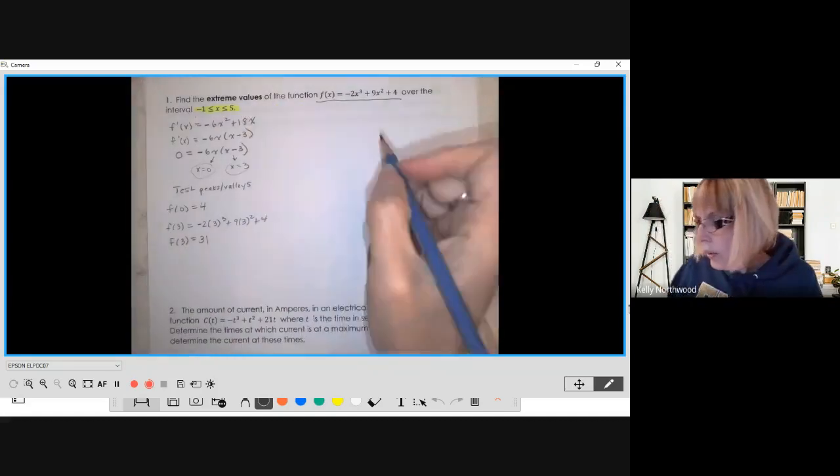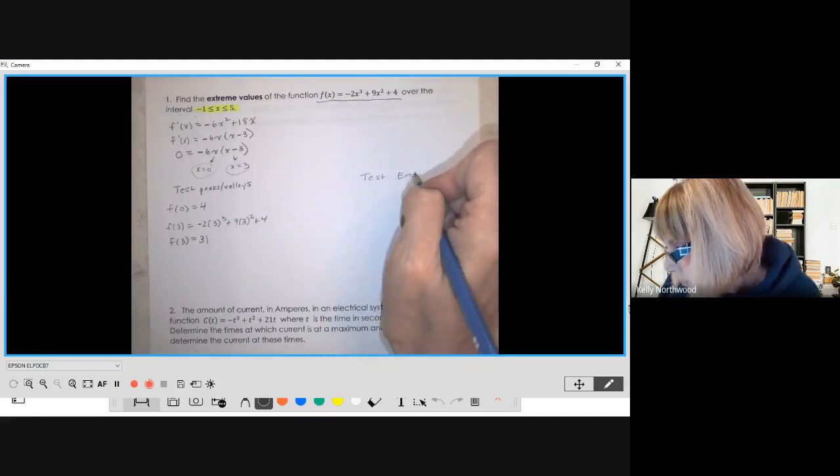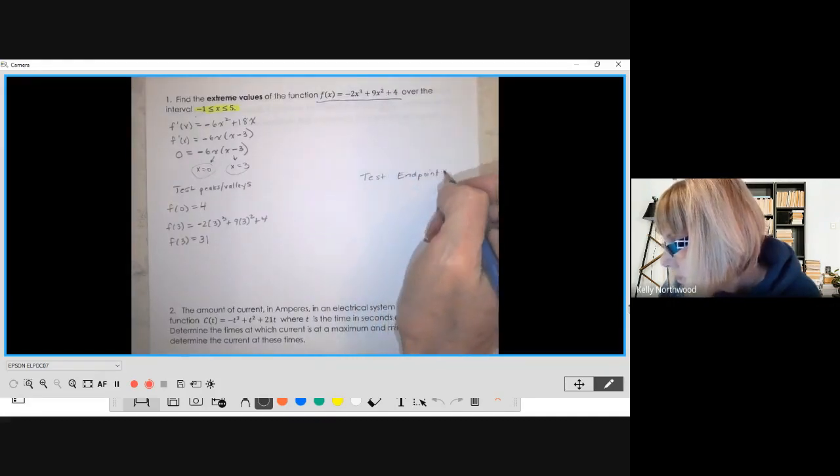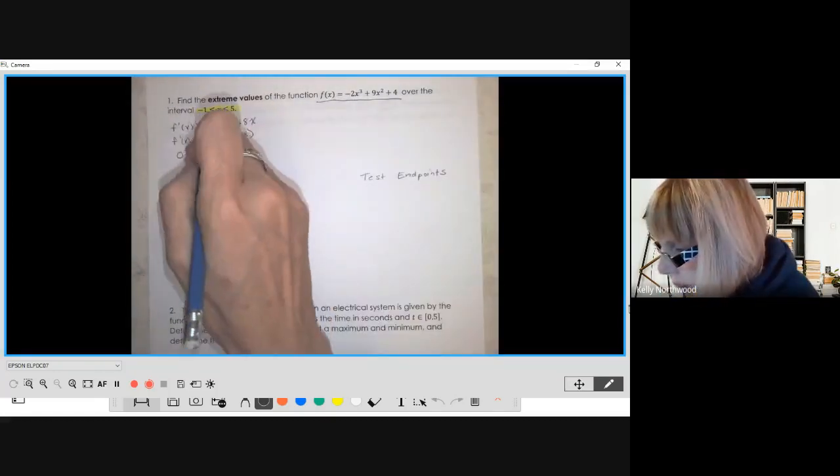Okay, and then over here, we're going to test the endpoints. So we're going to find f at -1. There's one endpoint.